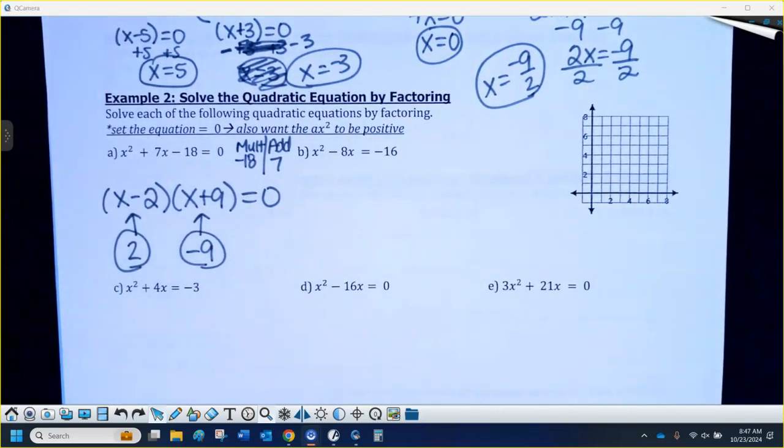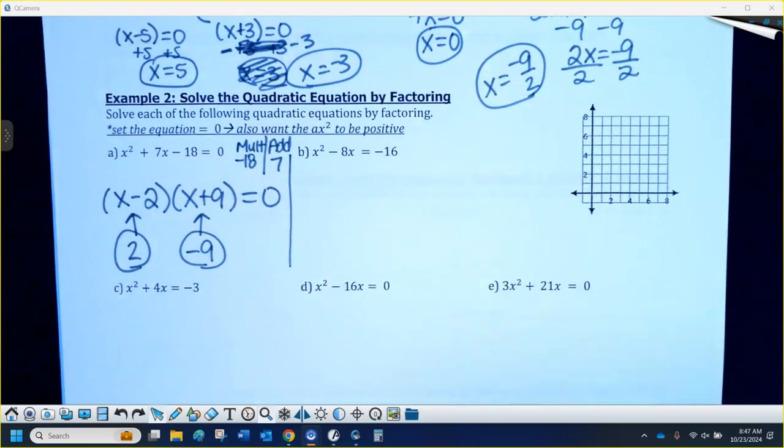Negative 9 plugged into both of those would make the first little thing negative 11, but it'd be times 0. If you plugged in 2, it'd make the first one 0, and it'd make the second one 11. So one of them will be a number if you plug them back in, but one of them will be 0, so it'll cancel it out.